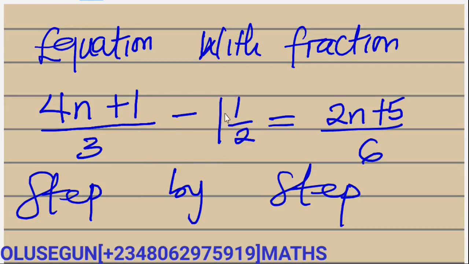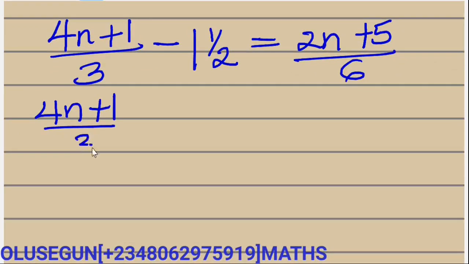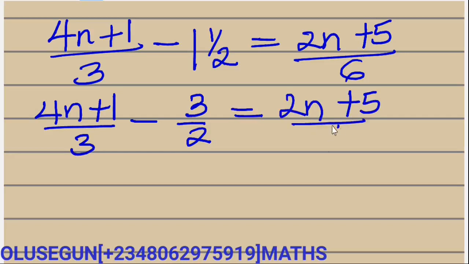You know this is one whole number, 1 over 2. So 2 times 1 will give us 2, 2 plus 1 will give us 3. So let's start solving. So now you have 4n plus 1 over 3 minus, this one will give you 2 times 1, 2 plus 1, 3 over 2, equal to 2n plus 5 over 6.